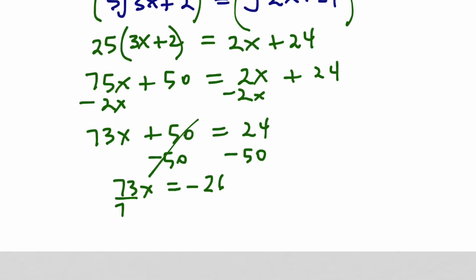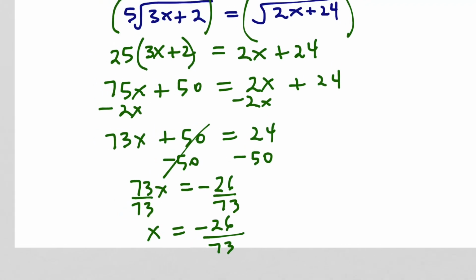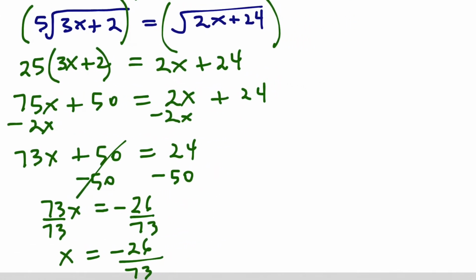So I need to divide by 73. I'll have x is equal to negative 26 over 73. All right, so now I want to check this.